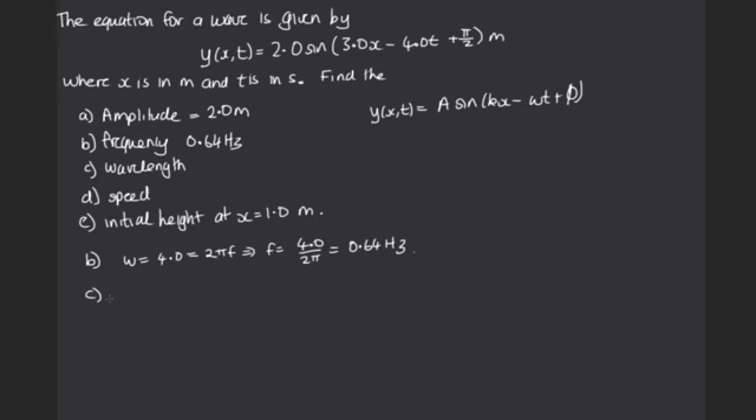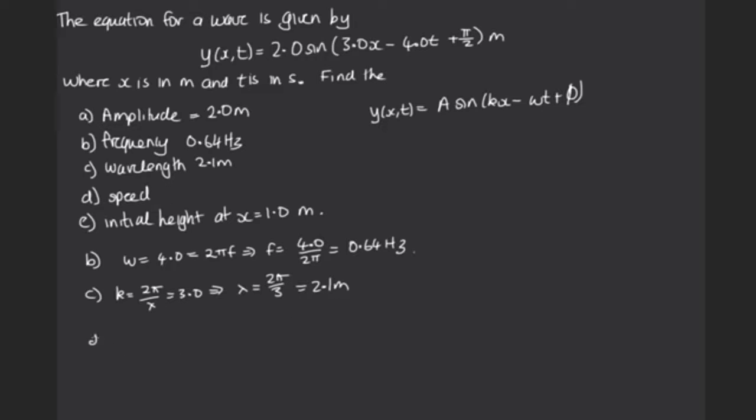Now the wavelength, C. We know that k, the wave number, is given by 2π over λ, and this is equal to 3. So this tells us that λ is equal to 2π over 3. So we could just give this as 2π/3, or we could solve it on the calculator, in which case we get 2.1 meters. So the wavelength is 2.1 meters.